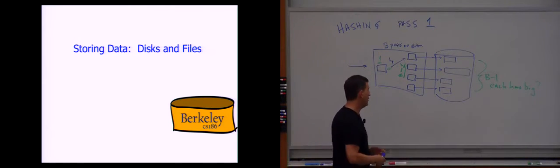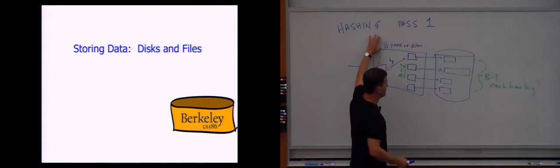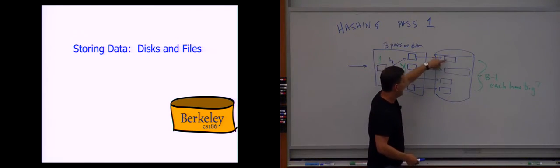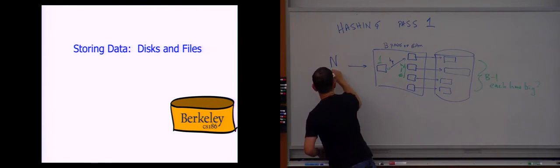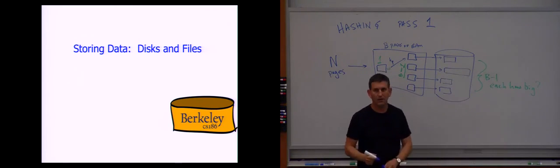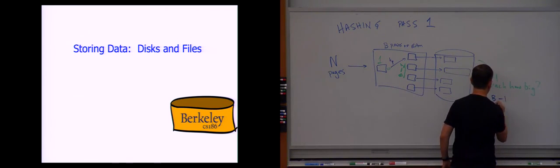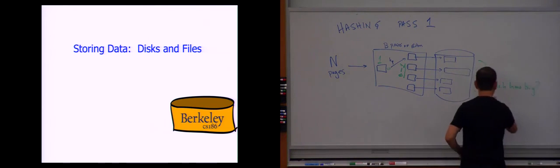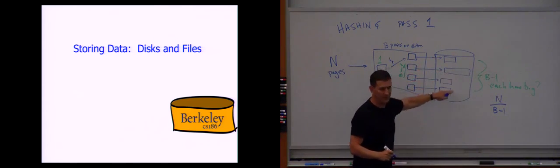So in pass 2, we have B minus 1 of these partitions. We have B pages of RAM. We're going to deal with these one at a time. How big is each one of these partitions, assuming that the input is n pages worth of data? Sorry, I don't even know where that came from. In the ideal case, each one of these is n divided by B minus 1. We partitioned the n pages into B minus 1 pieces.